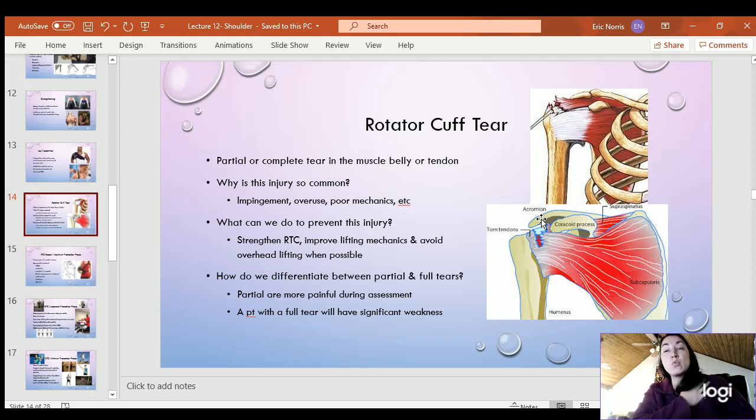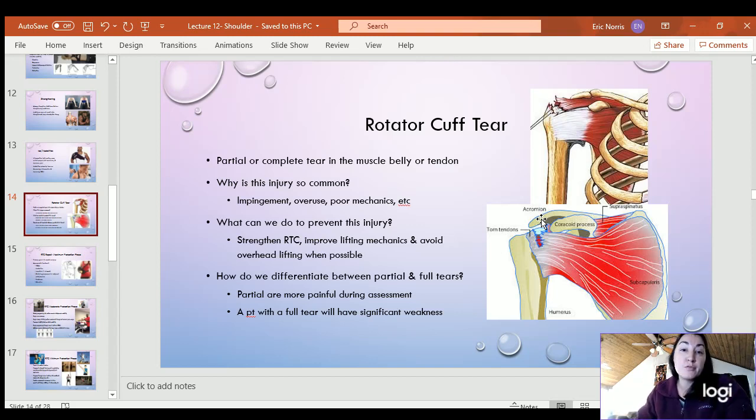So if there's one area that's tight and one area that's weak, then it's pulling it into an imbalance and causing poor joint mechanics, which is allowing for that pinching to take place and the wearing down of the tissues. Ways we could prevent that: if we strengthened the rotator cuff, that would help. It would hold everything in place and avoid the impingement.